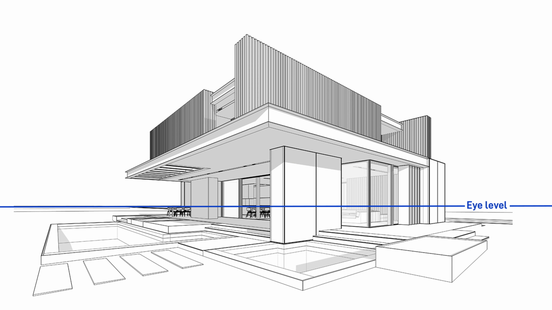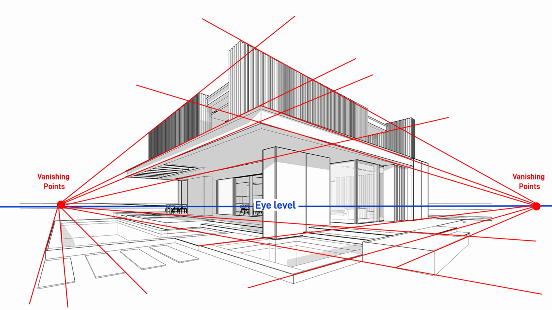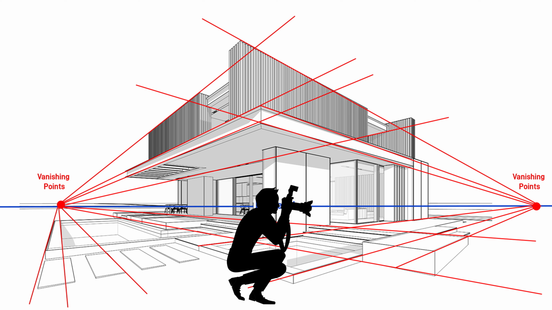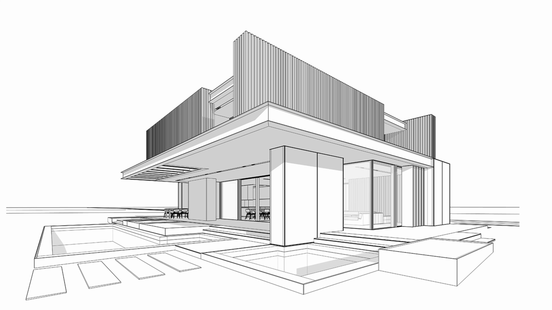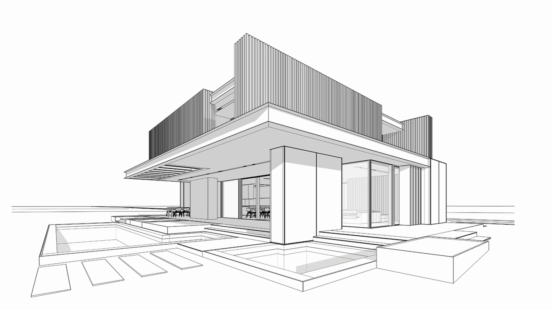Horizon line. This is the representation of our eye level in the drawing. Vanishing points. These are the points where parallel lines meet at infinity. Eye level. This is essentially us, the height of the viewer. When these three come together, the perception of three dimensions emerges on a two-dimensional surface.